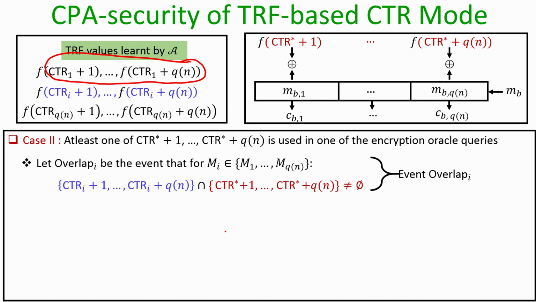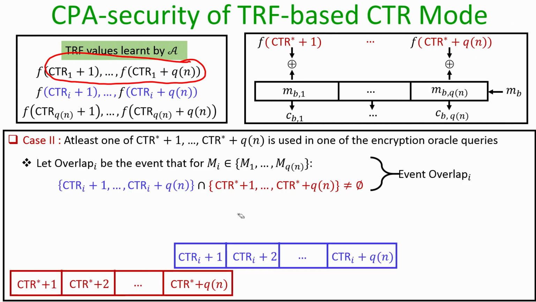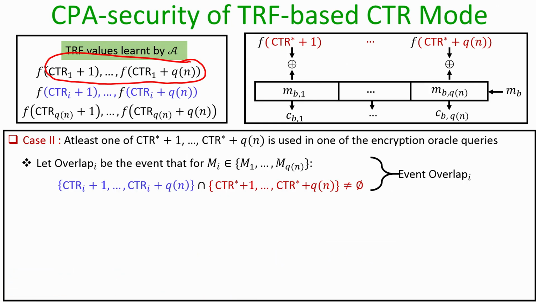That could be one way in which overlap can occur. Continuing like this, if I analyze, it could be possible that another way in which overlap I could occur is that the first counter value which is used to encrypt the first block of the message MI overlaps with, or is the same as, the counter value which is used to encrypt the last block of my challenge plain text MB. So, these are the various ways in which the overlap I event can occur.